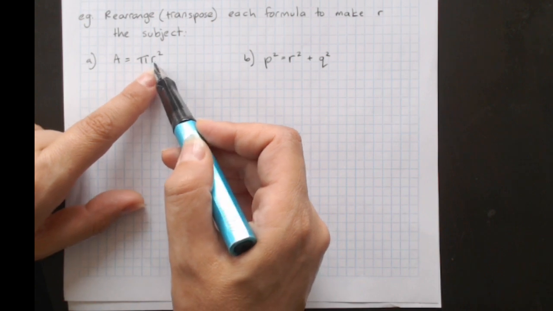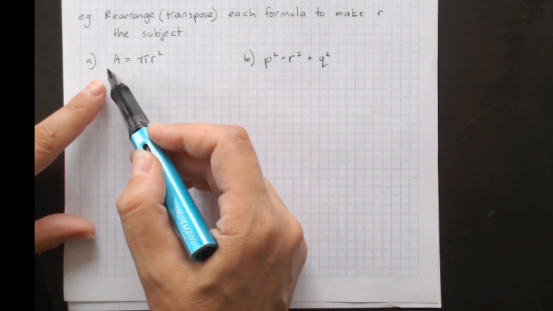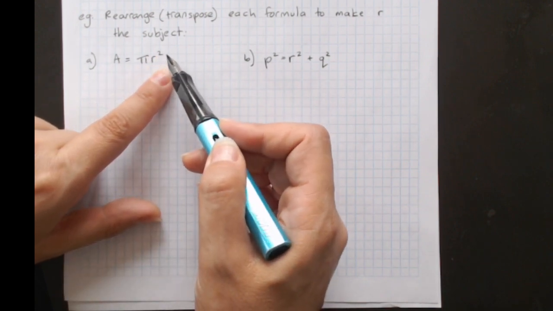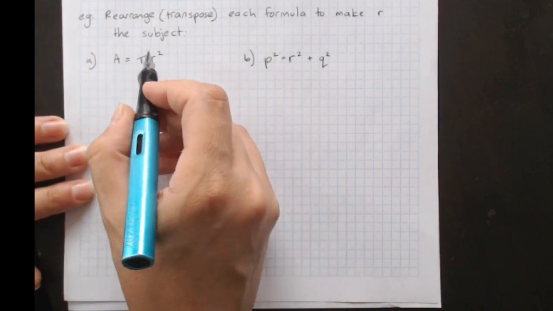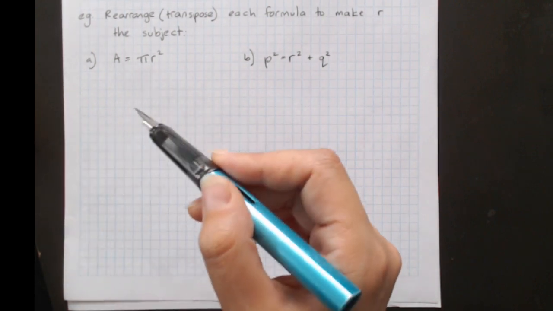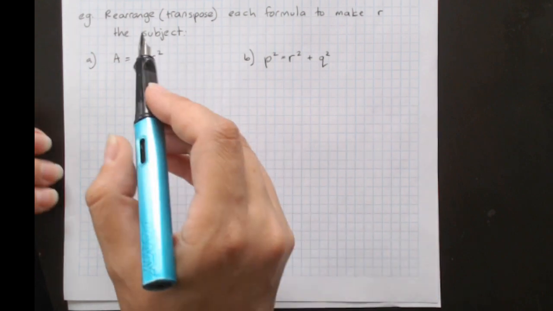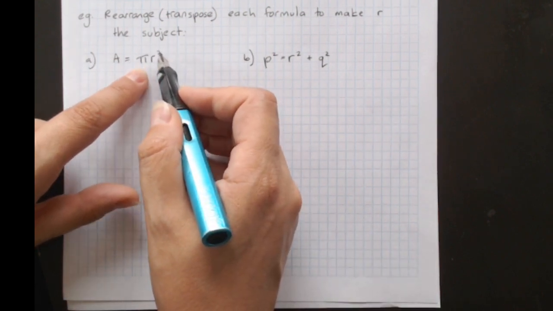I've got R, it was squared, then multiplied by pi, and I got A. We know R got squared first because of order of operations, saying that powers happen first. So to reverse order of operations, to rearrange or solve this equation to find out what R is, it was R squared times pi.